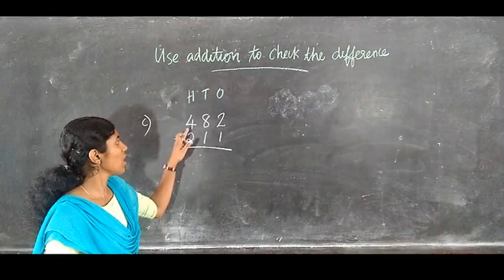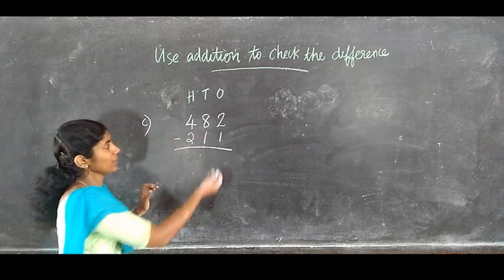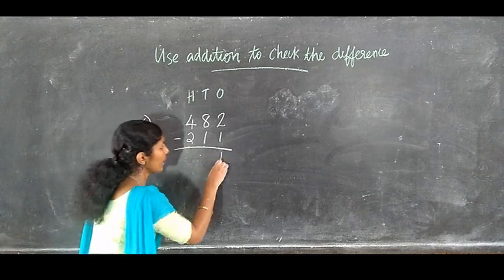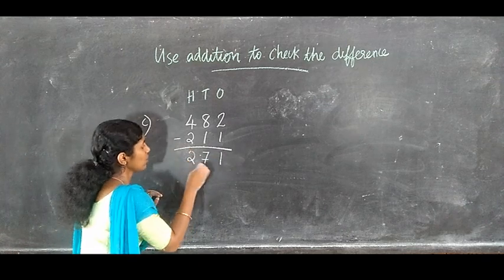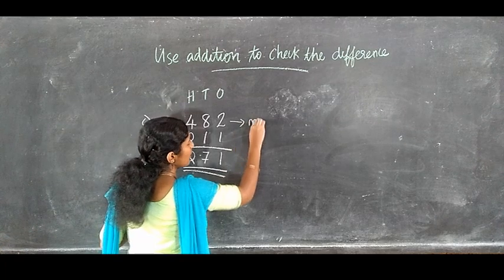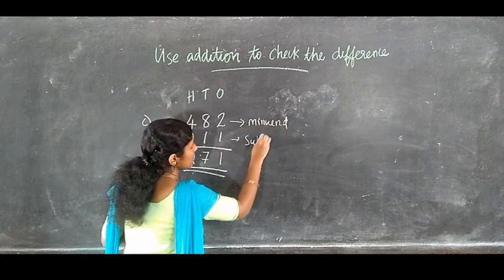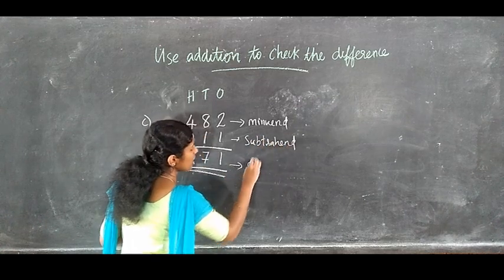The next question, 482 minus 211. Then first we have to subtract, then we have to check. 2 minus 1, 1. 8 minus 1, 7. 4 minus 2, 2. So we got 271. And this is minuend. This is subtrahend. And the answer we got is difference.